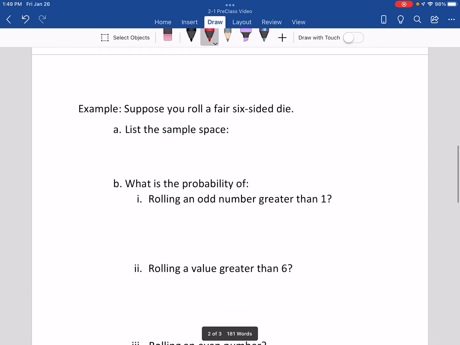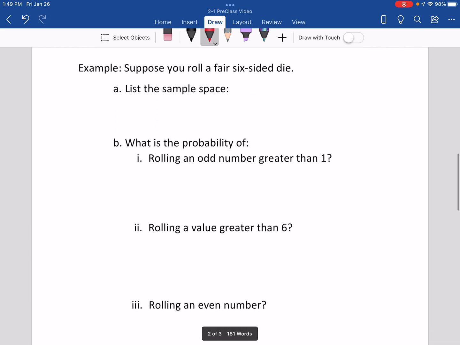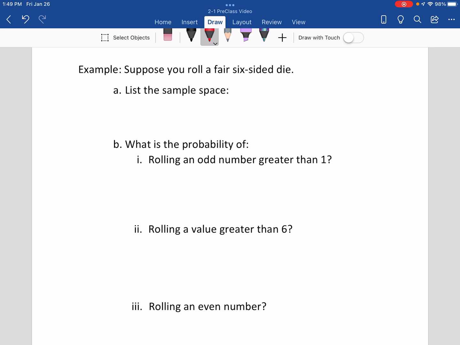So let's think about this. We talked about rolling a fair 6-sided die. What did you say the sample space is there? The sample space, S, would have the elements 1, 2, 3, 4, 5, and 6. And so the size of S, or the cardinality of S, is 6, because there are 6 elements in there.